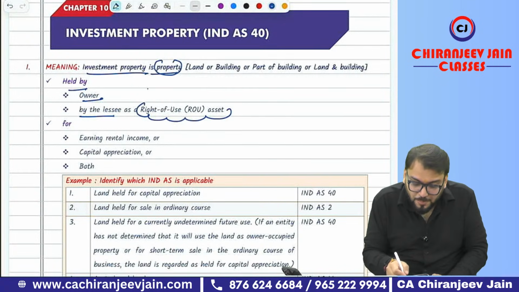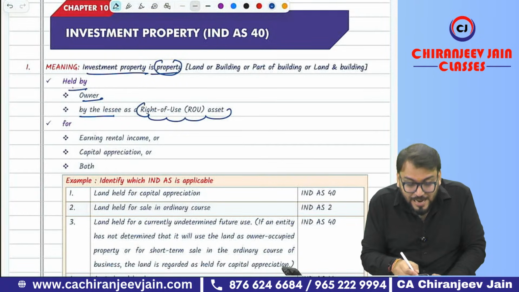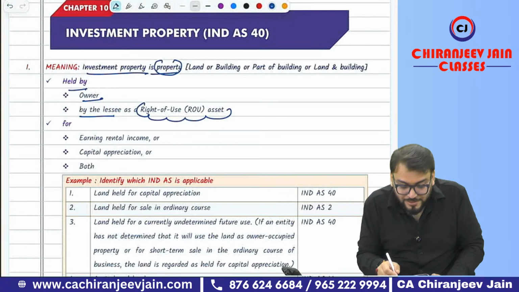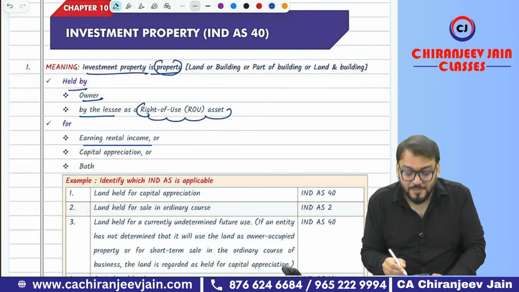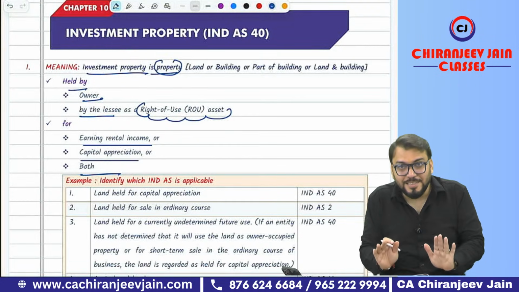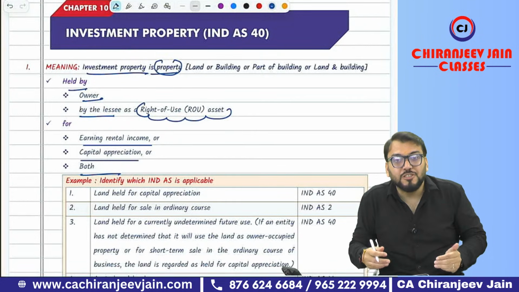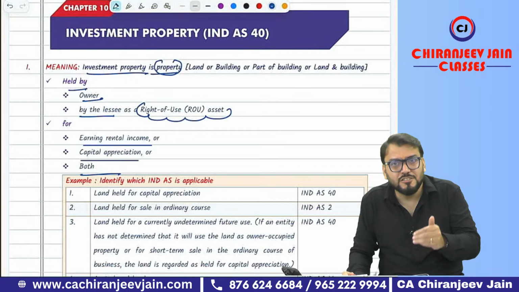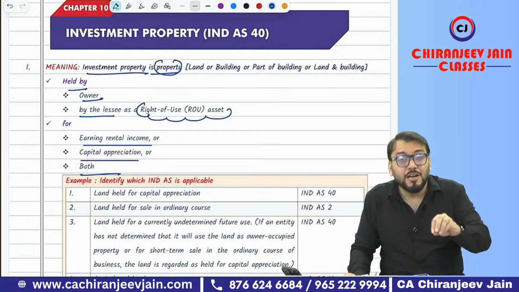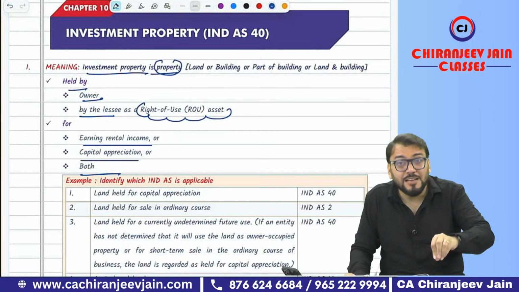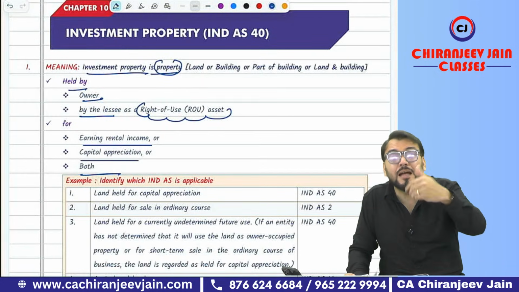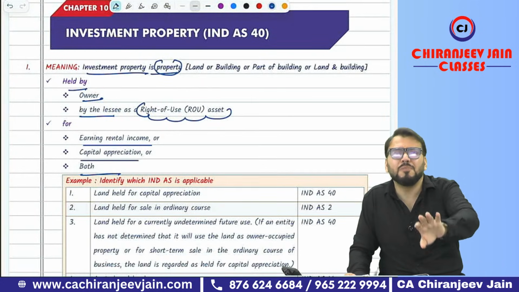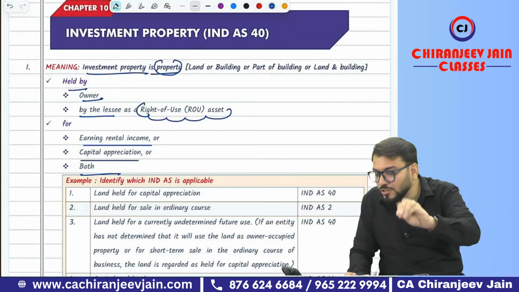So investment property is a property either held by owner or held by lessee as a ROU asset for earning rental income, for capital appreciation, or for both. For earning rental income or for capital appreciation or for both means it is given rent to earn rental income, or it is not given rent but it is held idle to generate some capital appreciation in future, or it can be for both purpose.